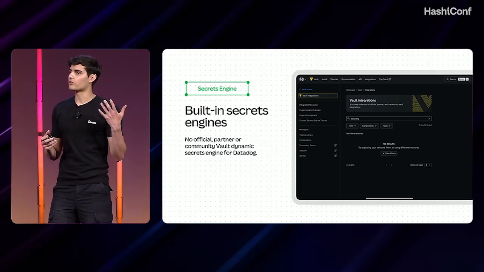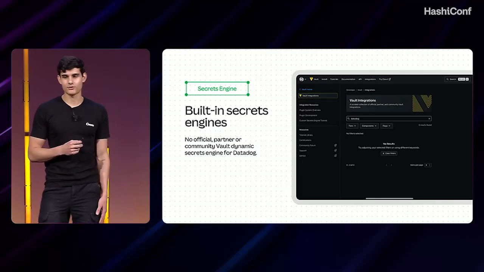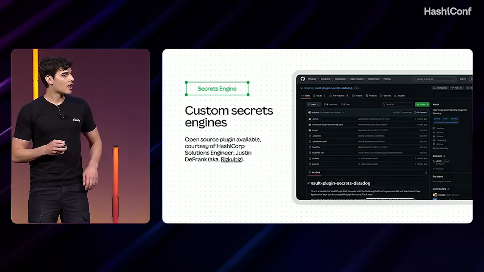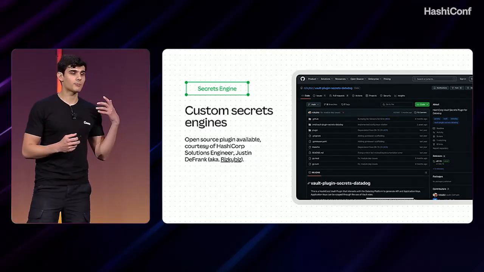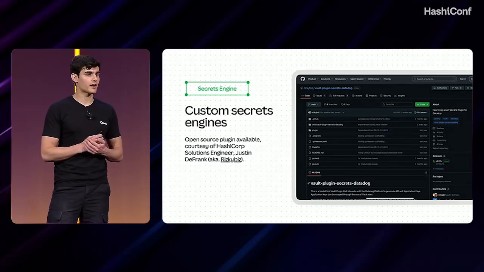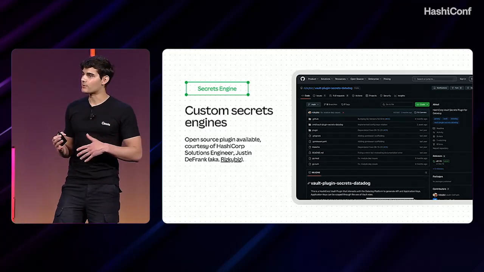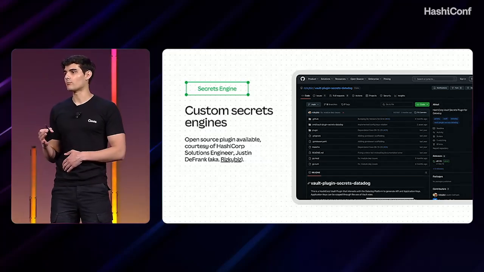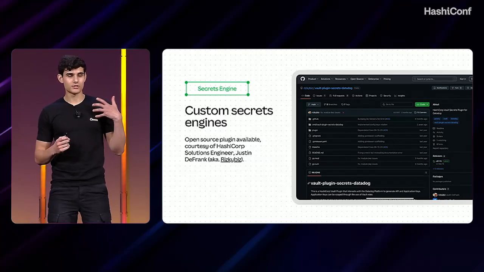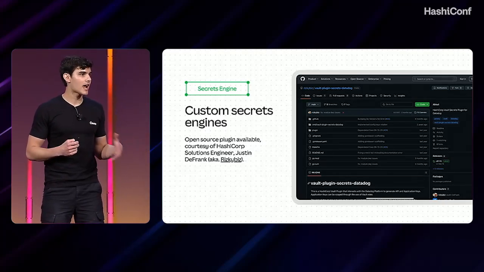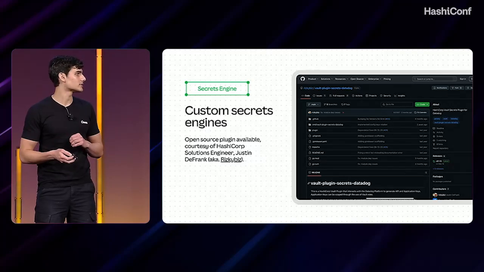Searching HashiCorp's collection of official, partner, and community secrets engines, there were no built-in secrets engines for Datadog. Fortunately, however, we found an open source custom secrets engine developed by HashiCorp solutions engineer Justin DeFrank that we could actually just pick up off the shelf. Vault's pluggability and active open source community was a really huge selling point for us. And in this case, it really saved the day because while it's something that we're doing now, at the time, we weren't really in a position to develop any custom secrets engines.